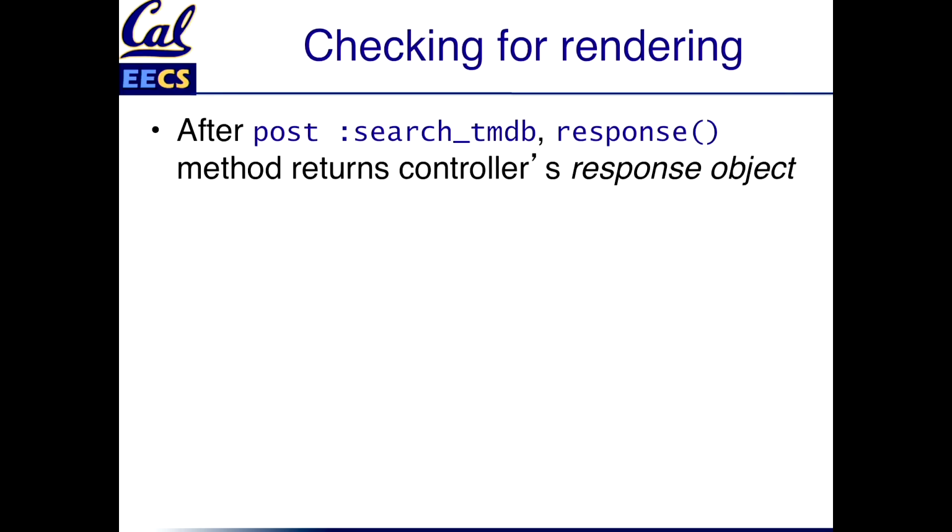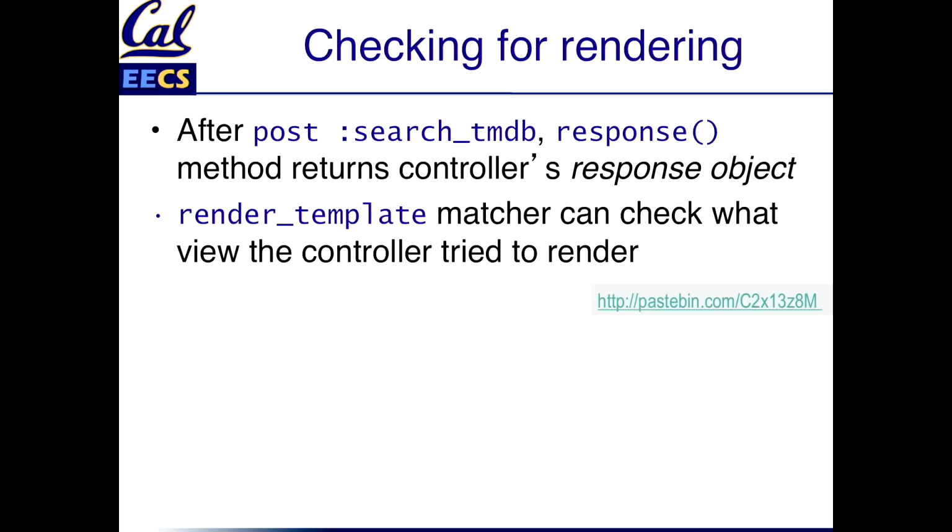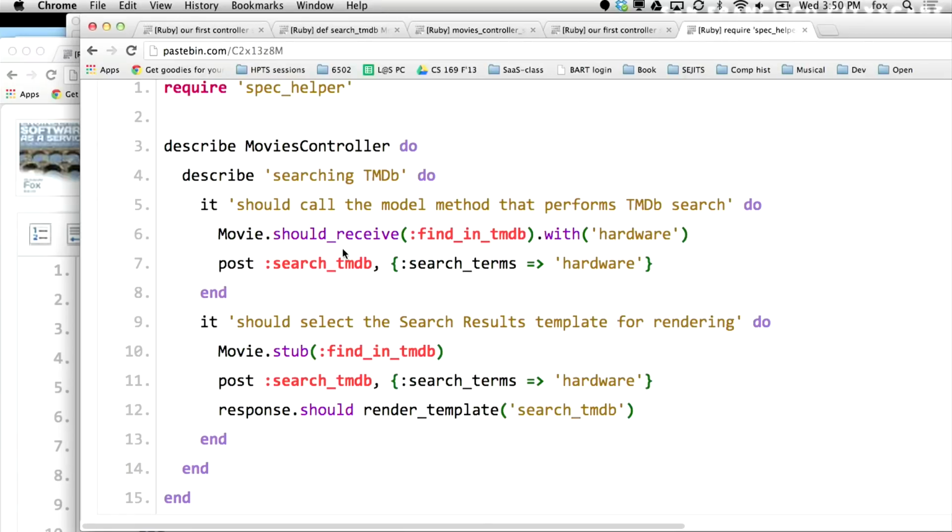add-on that comes when you install RSpec for Rails, which returns the controller's response object. The response object is the thing that encapsulates what it is that I am about to do to deliver the response to this request. And one of the things that you can call on the response object is render template. That's what the render template matcher is intended to use. OK, so now we've expanded.